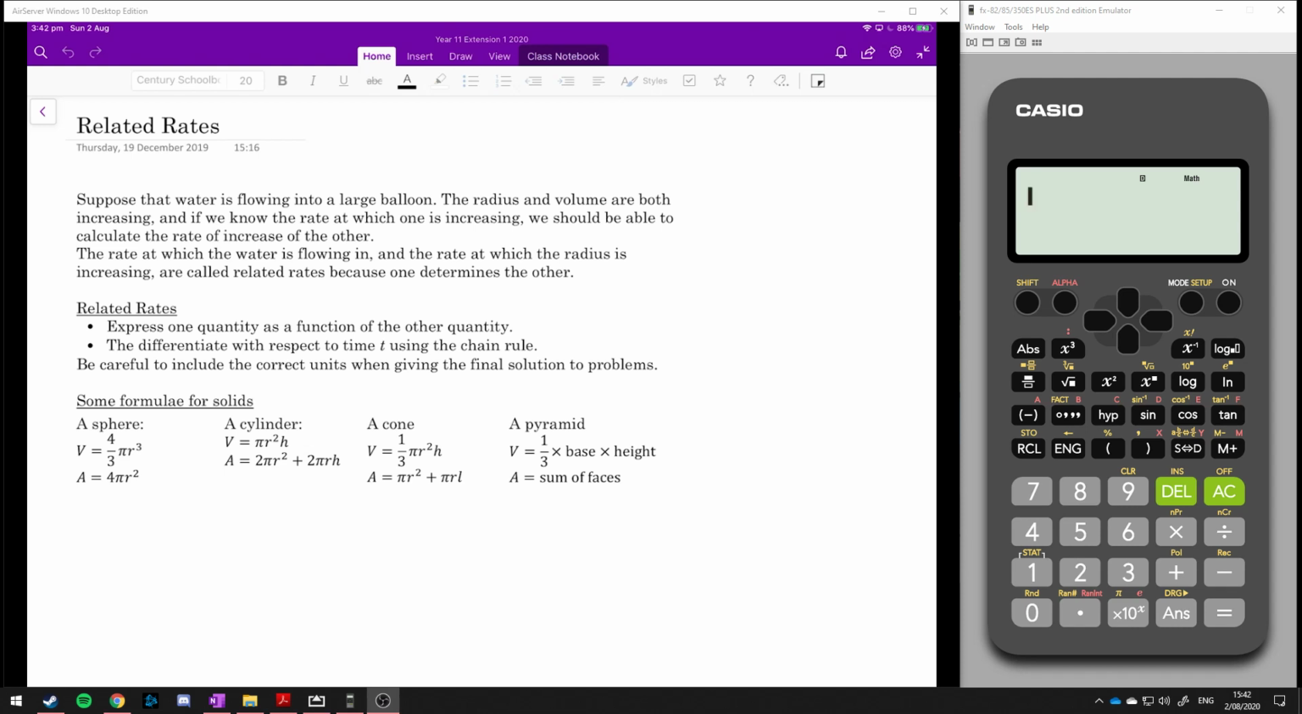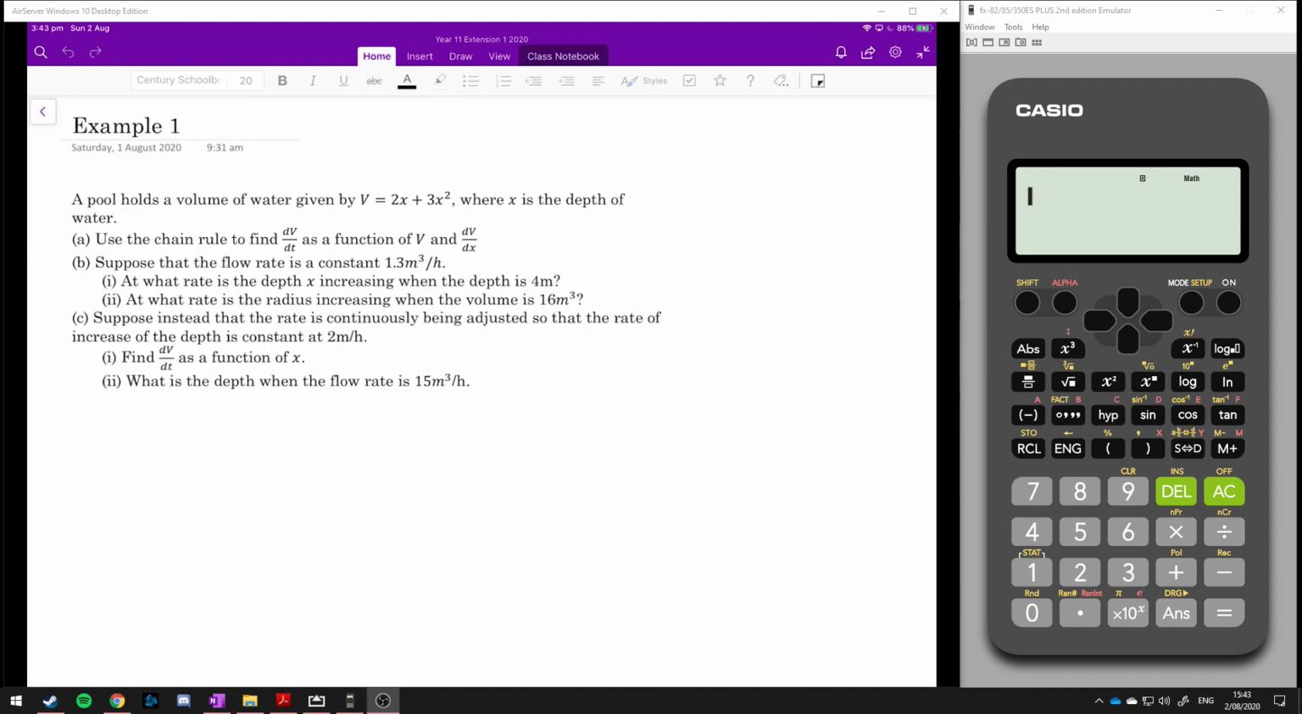Now a cone's volume is a third pi r squared h, okay, the h being the height of the cone, and the area of the cone is pi r squared plus pi r l, where l is the slanted length of the cone, so that's the surface area. And finally we've got a pyramid, which is a third the base times the height, and then the surface area is just the sum of the faces. So if it's a square pyramid, then it's the one square on the bottom and the 4 triangles around the outside. There's no nice formula for that one, but it should be known, and we should be able to create algebraically an equation that fits our necessities.